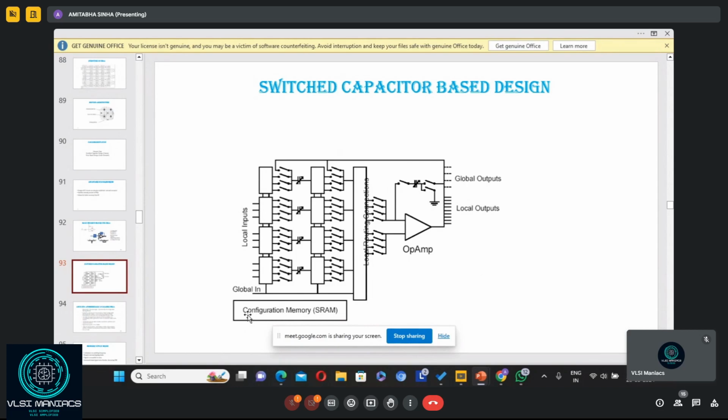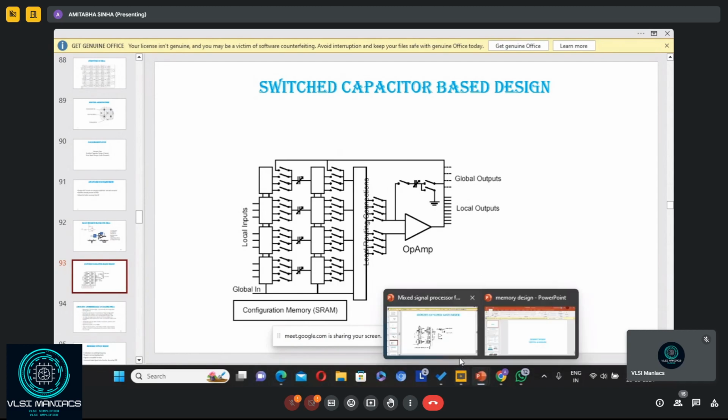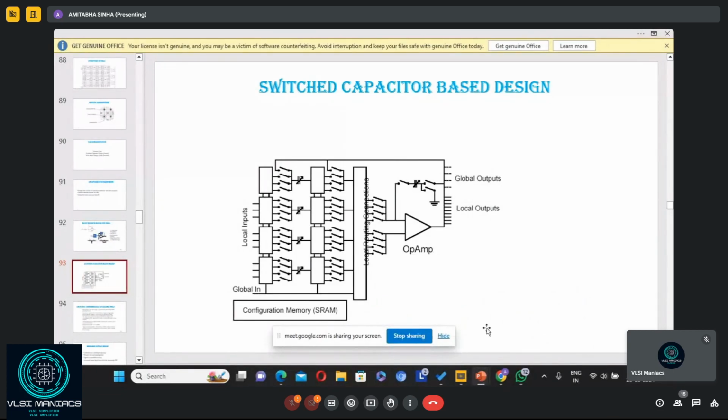So here, in fact, in the configuration memory, what information will be stored? Anybody can say? What is the information that needs to be stored here?